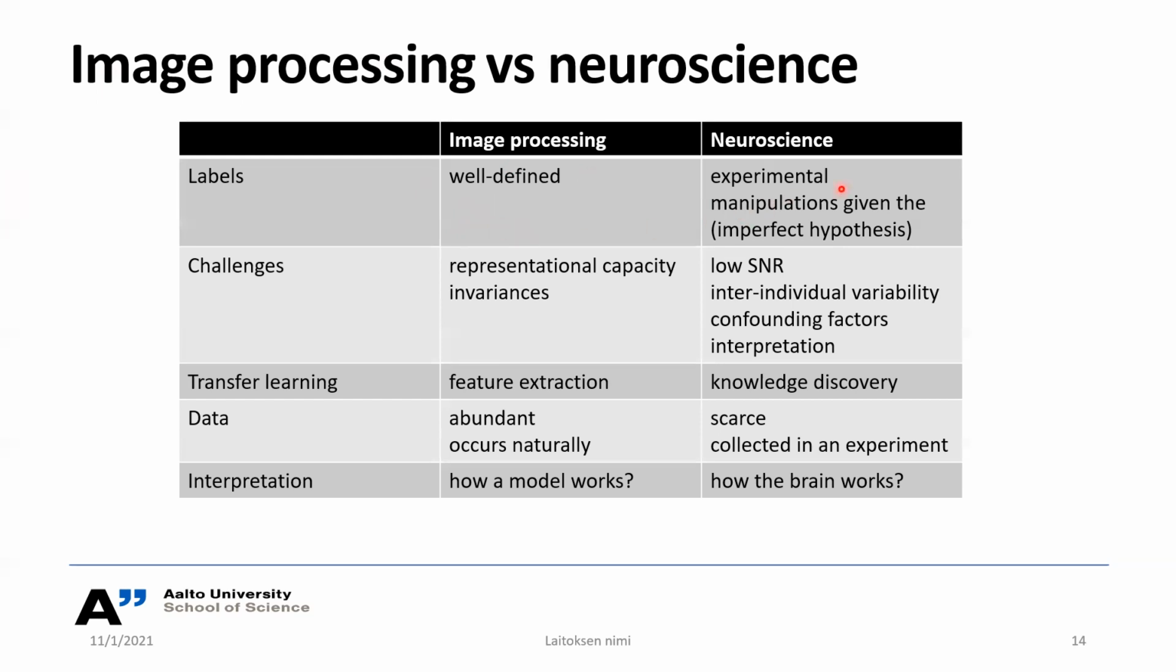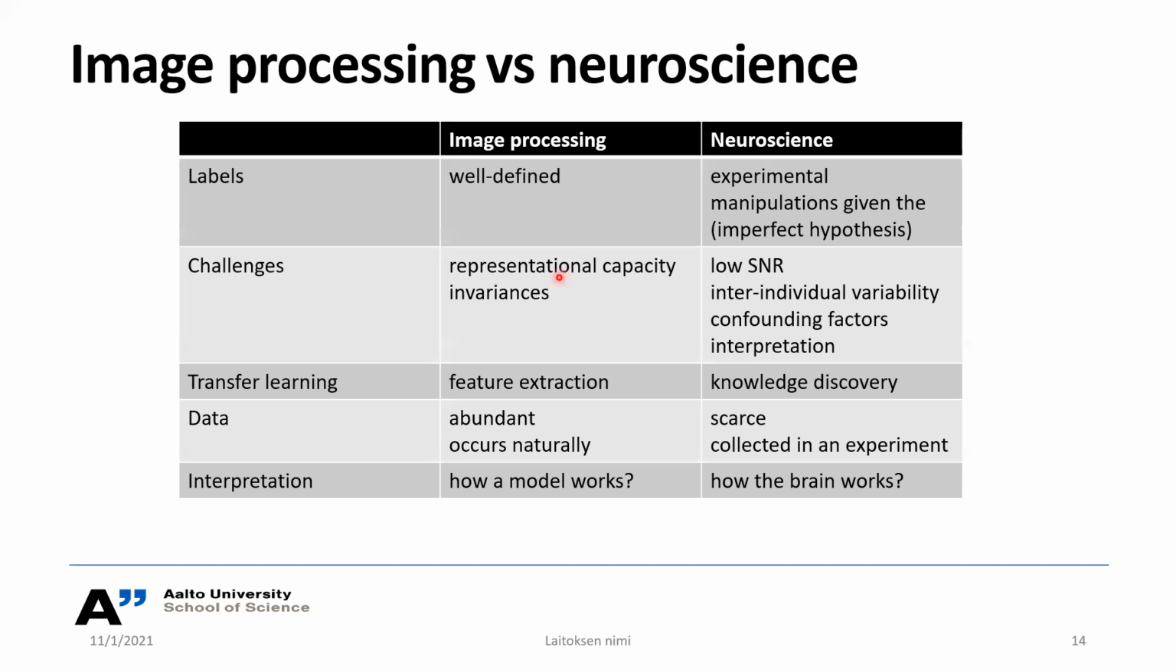In brain imaging, it's not always that straightforward, because whatever differences in brain activity you expect to observe are always based on some sort of hypothesis. It's more a hypothesis than a given fact, so the labels are in a sense more fuzzy. And there is another layer of complexity: even if you have a good scientific hypothesis, you can design an experiment which doesn't produce the brain signals that you expect to see. So there are quite a lot more unknowns, even on the level of the labels.